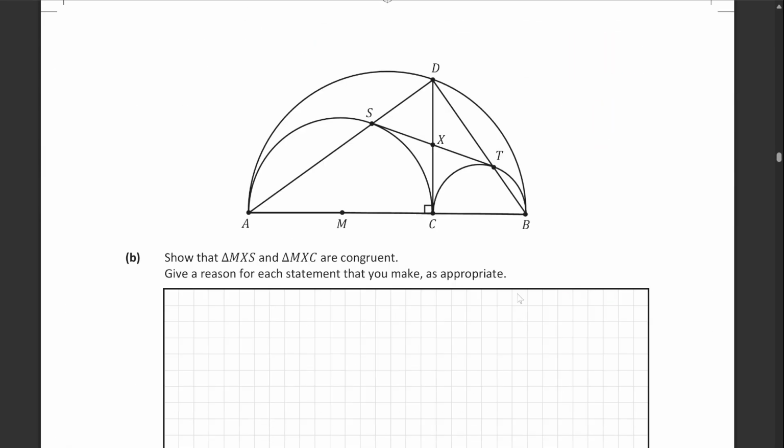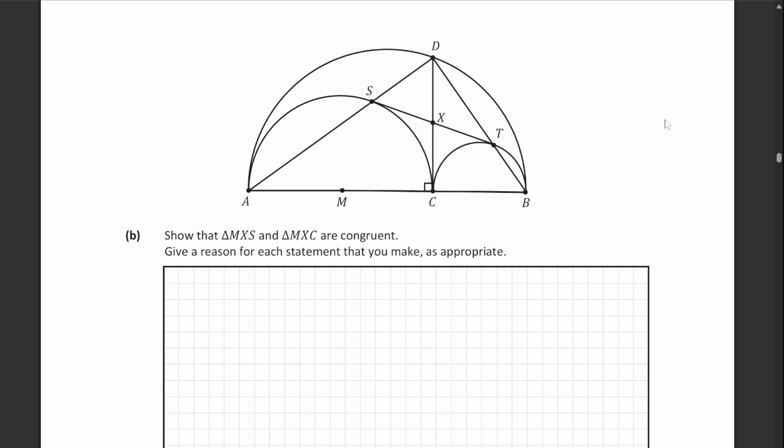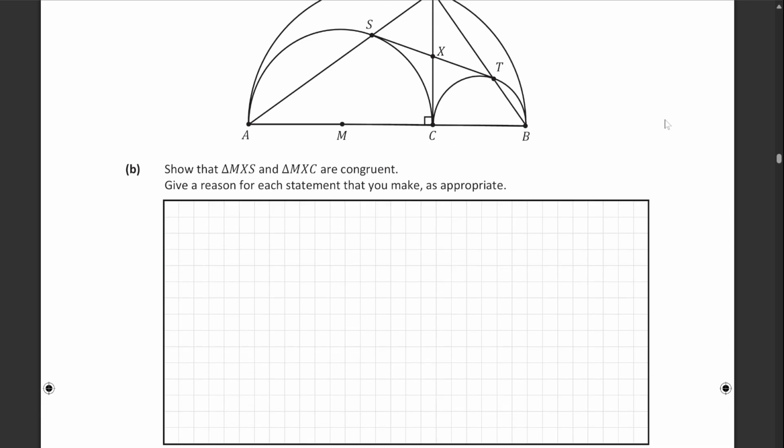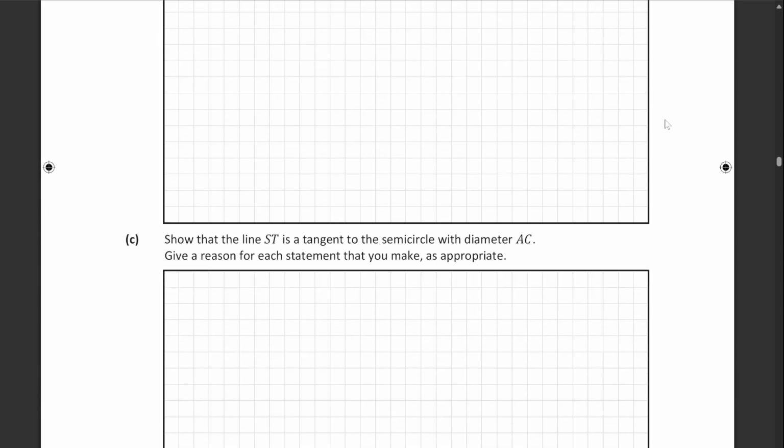Show that MXS and MXC are congruent? Yeah, I mean, not really labeling the sides. You don't really want to copy down the diagram. You do have to kind of label the sides that you're on about, even if it's just a dashed line. I think that would probably help students a bit.